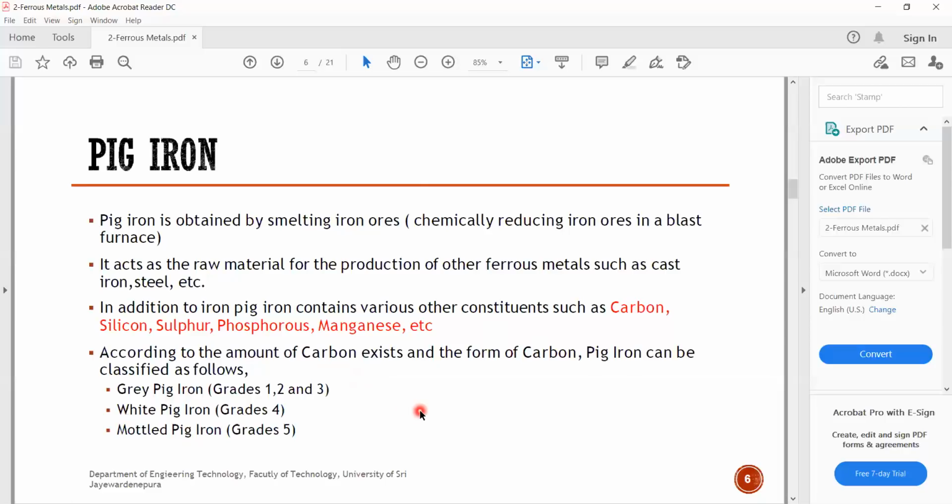So another question can be: what are the types of pig iron available? Or how can you classify pig iron? One: grey pig iron, white pig iron, mottled pig iron. Another: how can you classify pig iron as grey, white, mottled? According to the amount of carbon available in the pig iron, right?